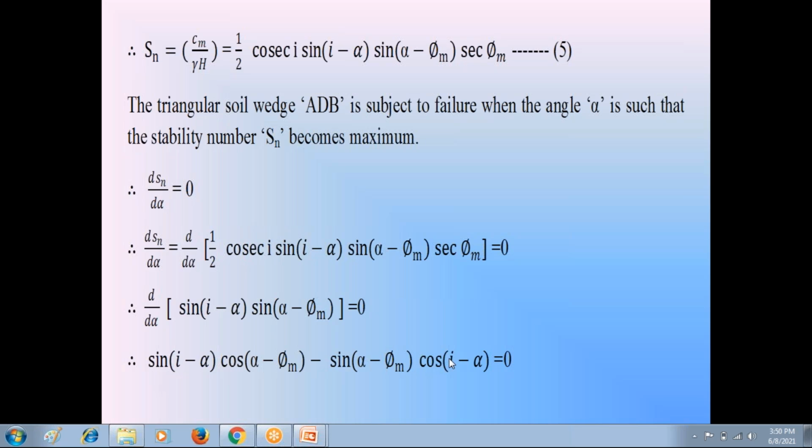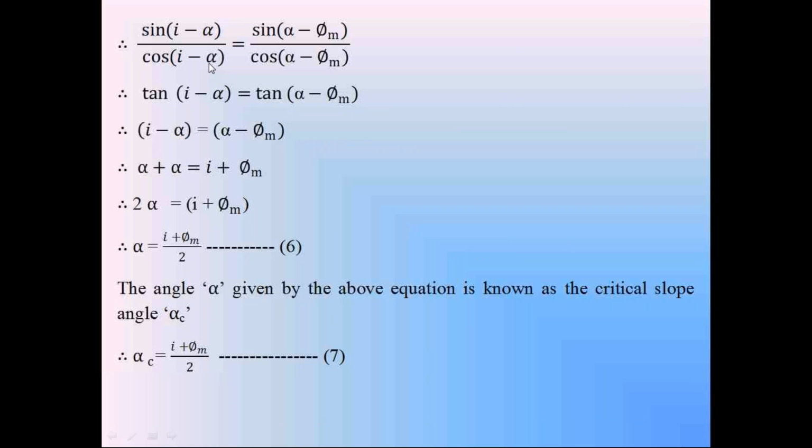Now this equation changes as sin I minus alpha divided by cos I minus alpha is equal to sin alpha minus phi m by cos alpha minus phi m. We got this equation. Please remember, we got this equation from dSn by d alpha equal to 0. That is the condition for the maximum stability number. The stability number Sn is maximum when dSn by d alpha is 0. From that we got this equation.